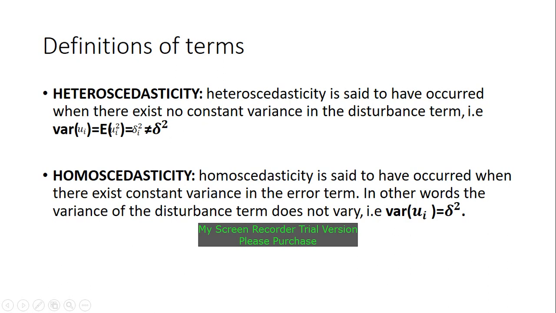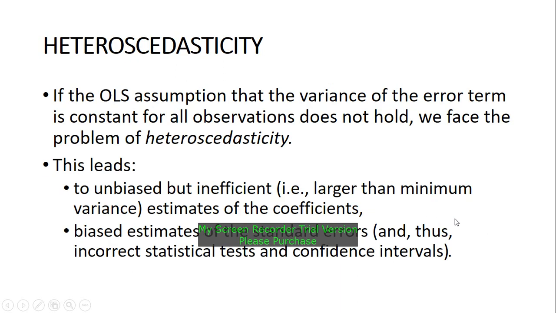Homoscedasticity is said to have occurred when there is this constant variance in the error term. In other words, the variance of the disturbance term does not vary. So in effect, we have variance of ui equal to just sigma squared. We don't have any i here, so it shows that the variance of the disturbance term does not vary. So let's continue. Our interest is not on homoscedasticity, our interest is heteroscedasticity. So we are going to pay much attention to heteroscedasticity.